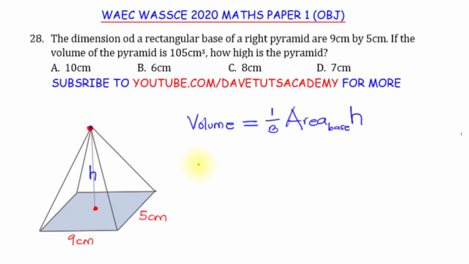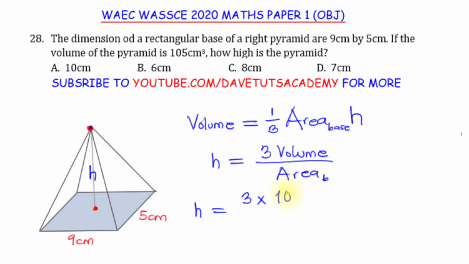But we are told that the volume is 105 centimeter cube. So you can just put in that value directly, or, as a rule of thumb that I love to do, I can make h the subject of the formula. In this particular case, h will be 3 multiplied by the volume, over the area of the base. I love doing this because it makes my work easy. Now, we are told that V is 105. We can calculate the area. So if you substitute, h is 3 multiplied by the volume we are given, which is 105.